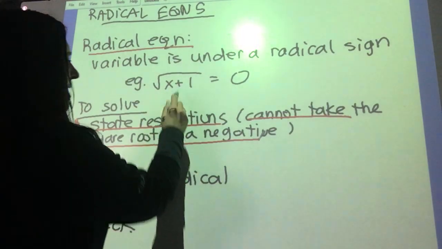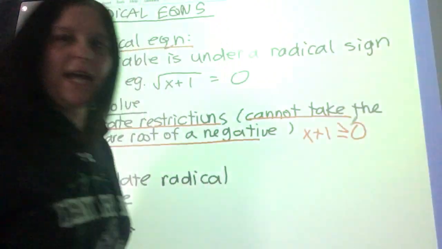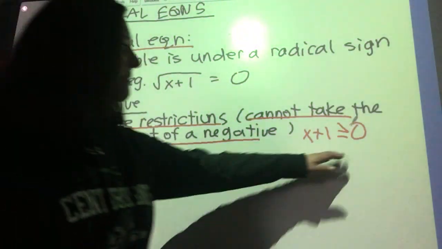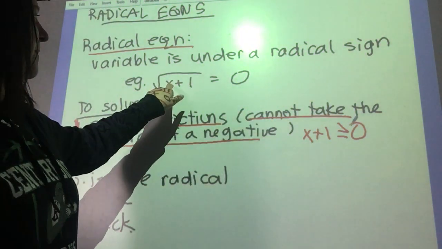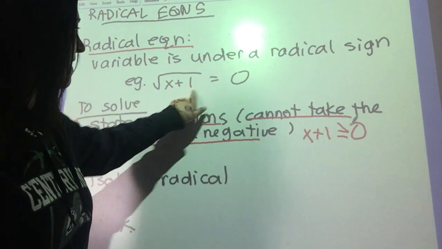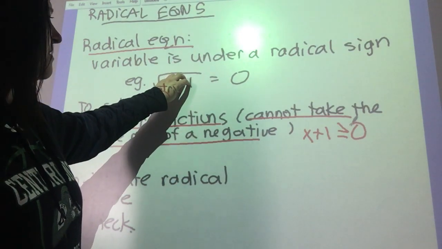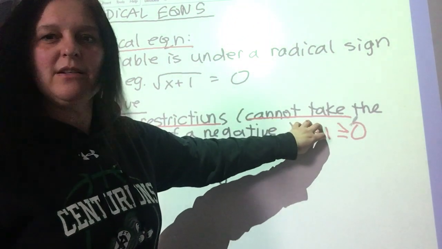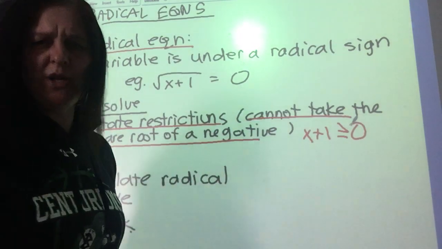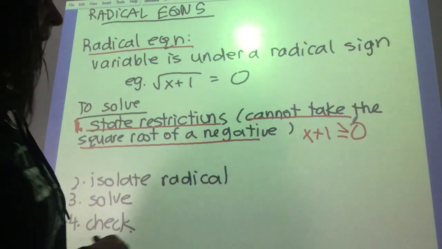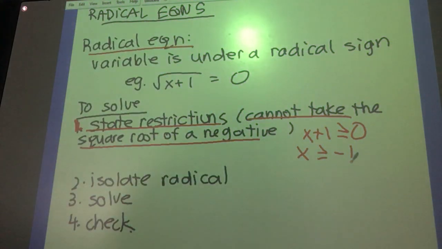Let's look at this example, the square root of x plus 1. Anything that is under the radical sign has to be greater than or equal to 0. That's just another way to say you can't take the square root of a negative. x might be negative, but the entire thing can't be negative. Whatever's under the radical sign has to be positive. That's all that says. You should know how to work with inequalities from previous math years. So that means x has to be greater than or equal to -1.